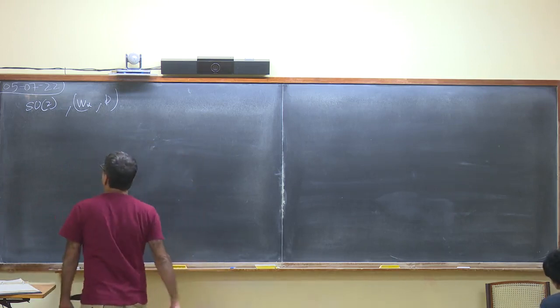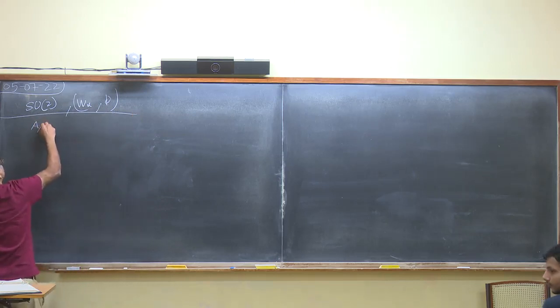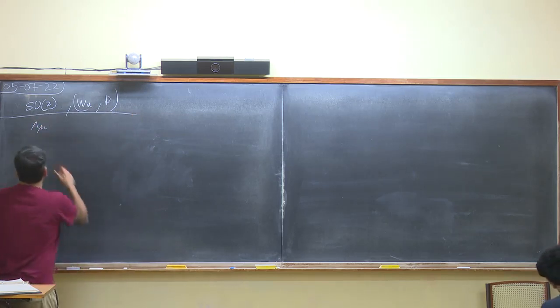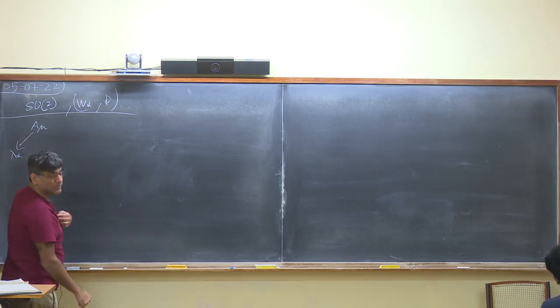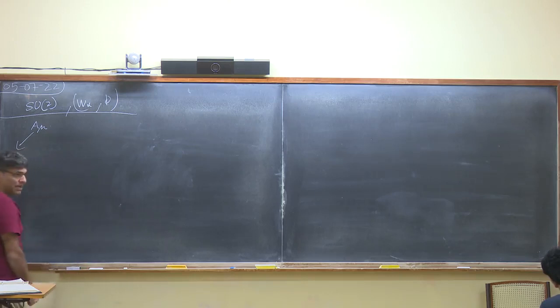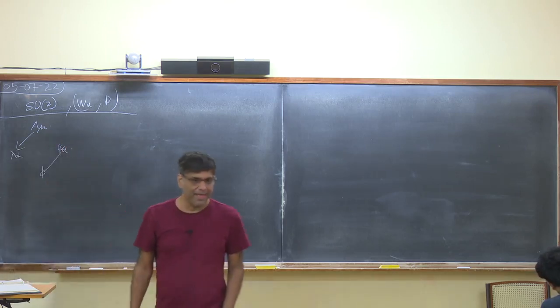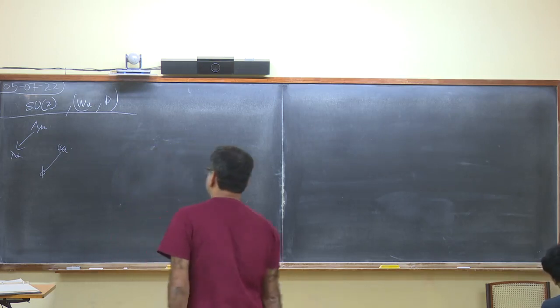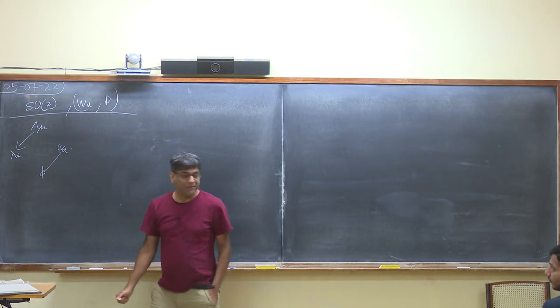And the matter content of this theory: there was a gauge field. There was the superpartner of the gauge field, the n equals 1 superpartner, which was lambda alpha, the gaugino. And then there was also a matter field, phi, and its superpartner, which we call psi.